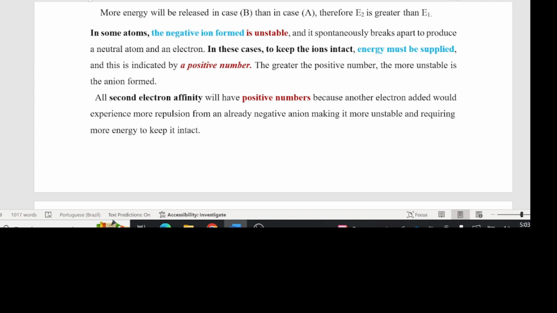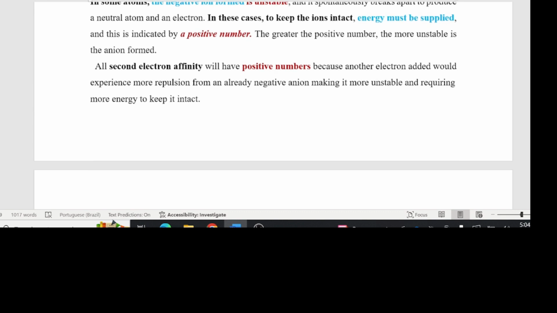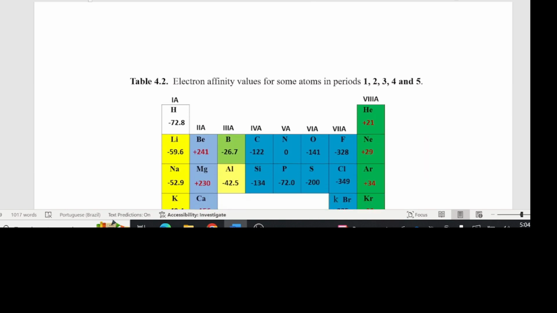Now there's something called second electron affinity. Our second electron affinity will have a positive number because adding another electron will experience more electron-electron repulsion from the already negative ion, making it more unstable and requiring more energy to keep it intact. In other words, let us say that bromine atom picks up an electron and it forms a negative bromide ion. Because of that negative charge in the bromide ion, it's difficult to put another electron there because the bromide ion is negatively charged and it will repel the electron that we're trying to put on there.